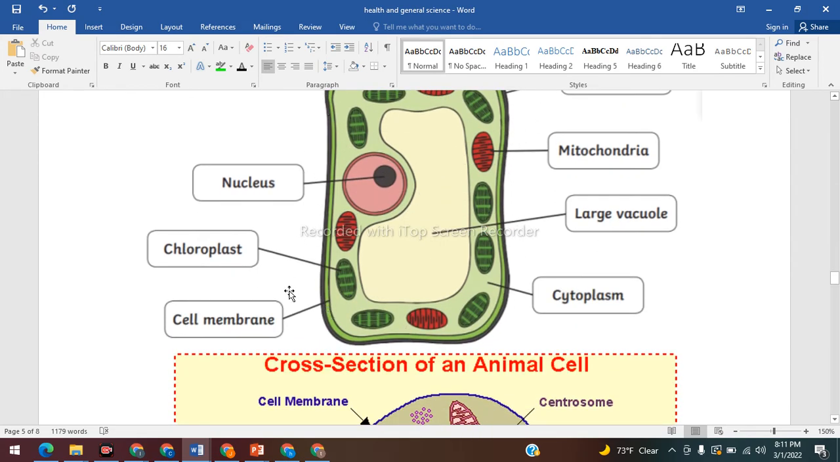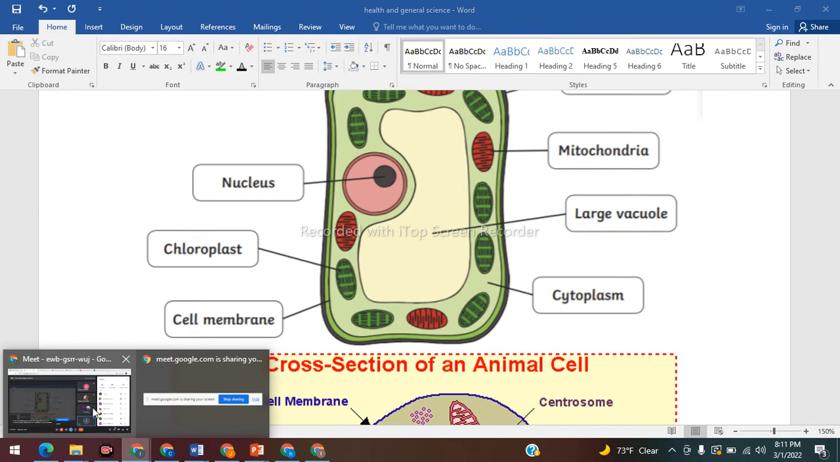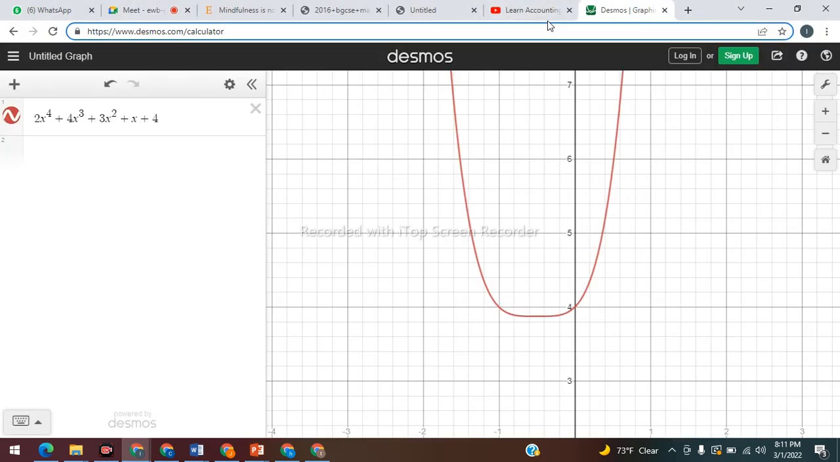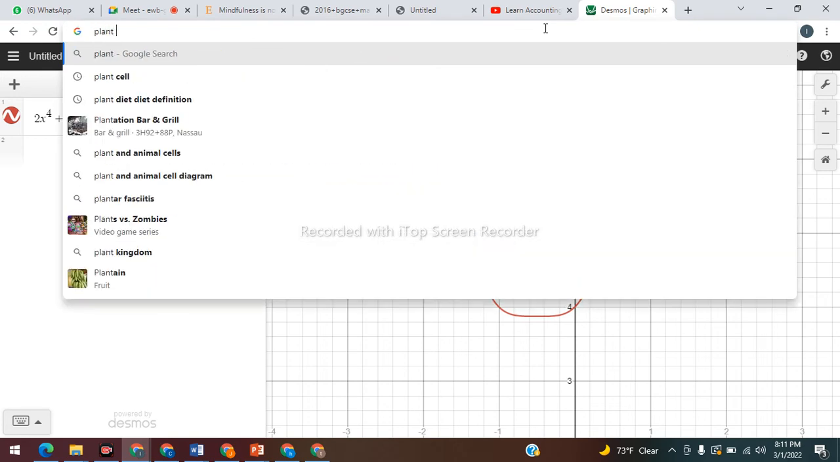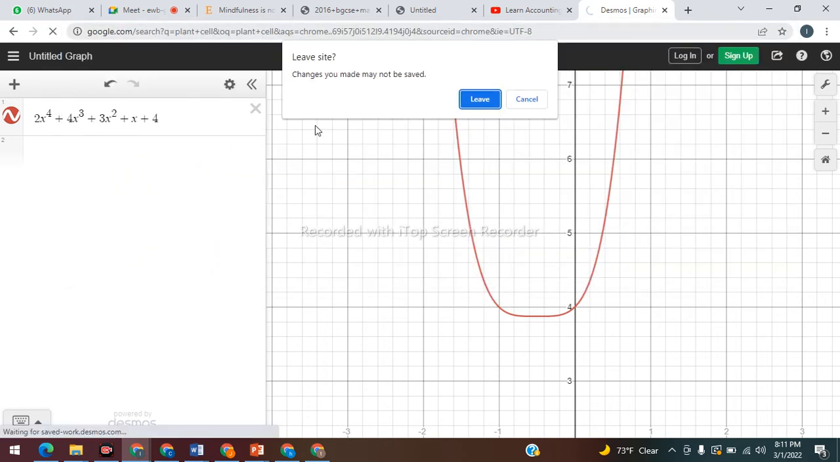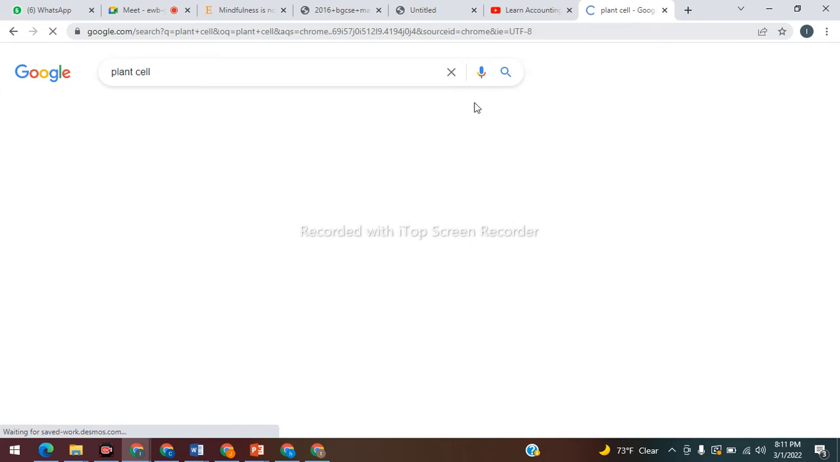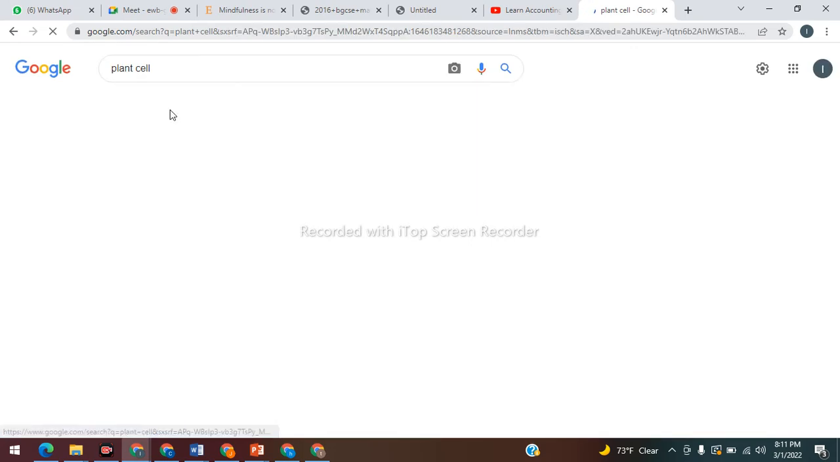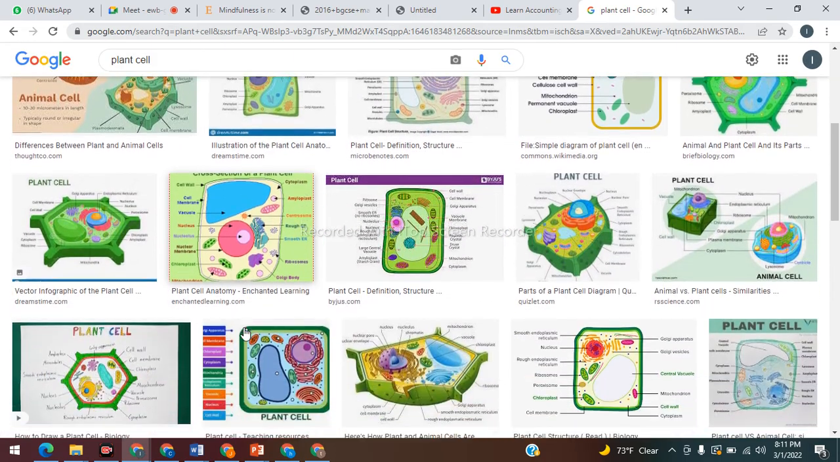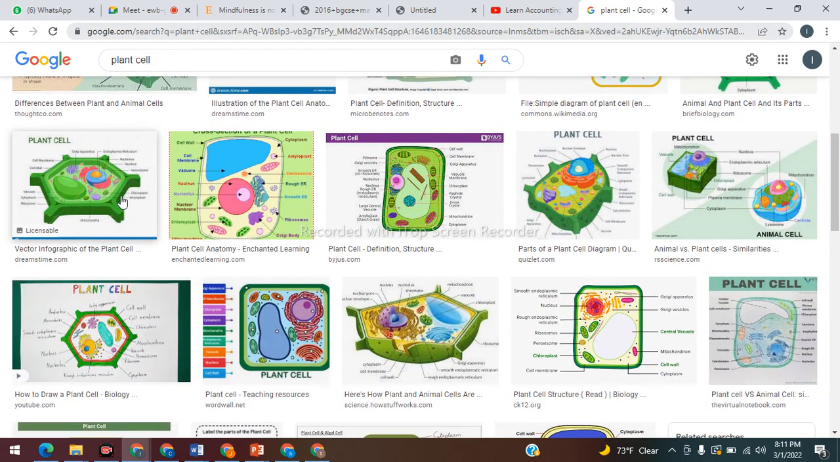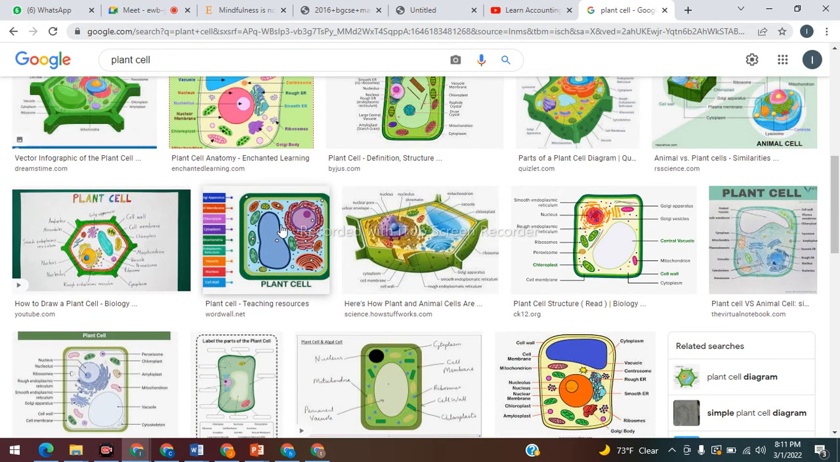All right. Let me show you some other pictures of the cell wall. So if we go and just do plant cells, let me leave this. We can see the cell wall on the outer side, the cell wall again, the cell wall.